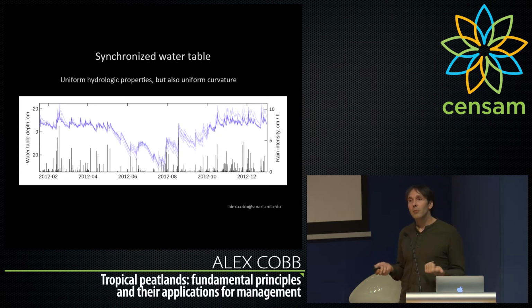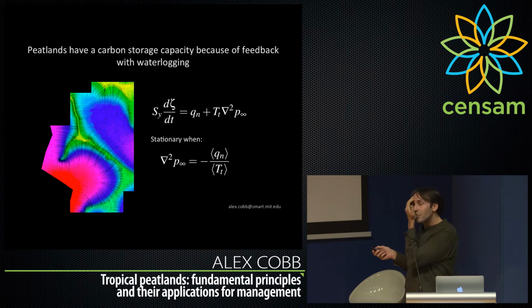Now, this is partly because the hydrologic properties of the peat are grossly similar in different parts of the peatland because it's formed by basically the same process. But that's not enough to explain the uniform fluctuation. It also has to do with the fact that the curvature is uniform in a particular kind of way, which I'll explain in a second. And so once the peatland has this sort of limiting curvature, you get this uniform fluctuation of the water table.